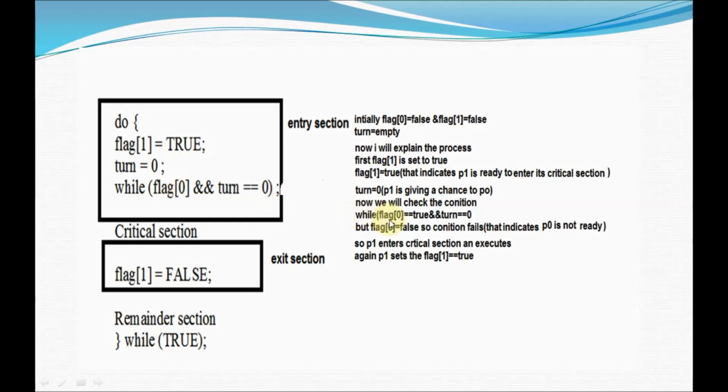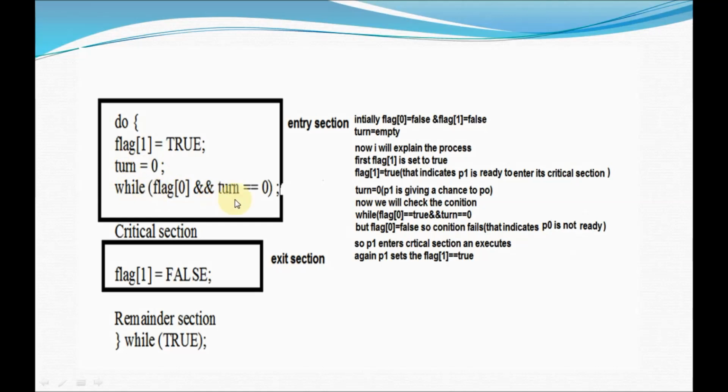But according to the AND condition, what is the condition here? See here, flag 0 is equal to true and turn is equal to 0. But you know that flag 0 is what? False. Flag 0 is not equal to true. That's why one of the conditions within the while is false. So that's why the condition fails. So that means process P0 is not interested. So process P0 is not ready.